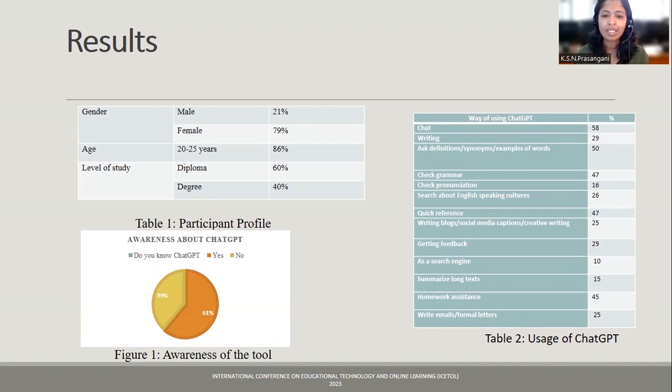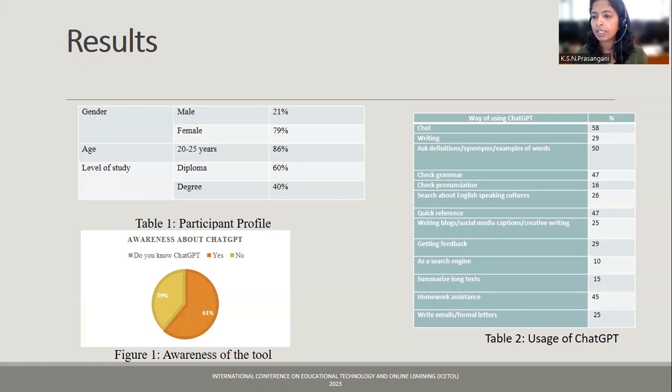So at the very beginning, we wanted to check the awareness of the AI tool ChatGPT among our learners. Interestingly, we found that the majority of the participants, 61%, were aware of ChatGPT and they do use ChatGPT for their language learning purposes. And then later we analyzed how they use ChatGPT in their English language learning.